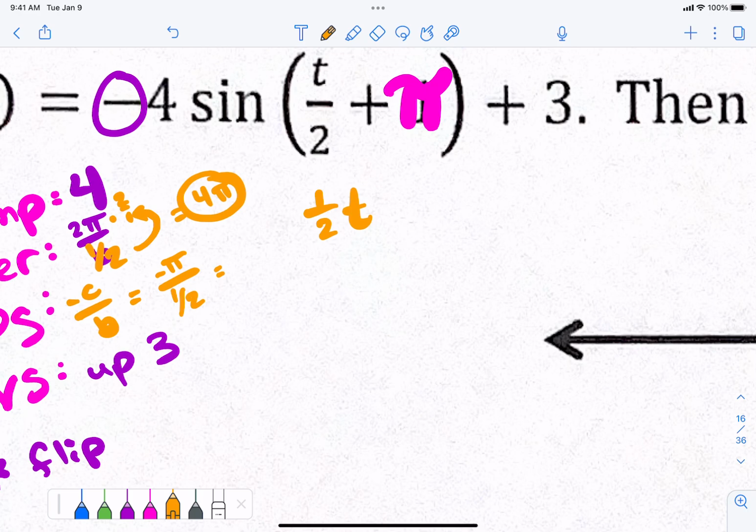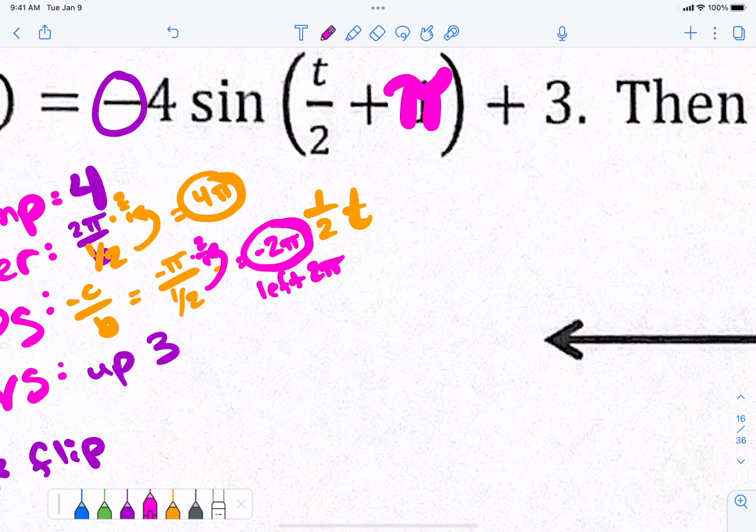If I take negative pi and divide by 1/2, I'm going to flip it to the top, so multiply by 2 over 1. So what's the phase shift going to be? Negative 2 pi. Okay, now what does that mean, negative 2 pi? You move it to the left 2 pi.